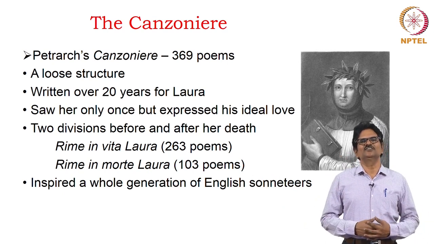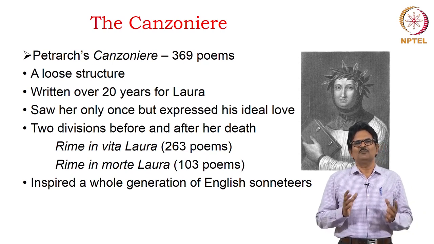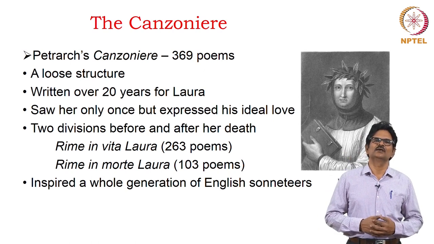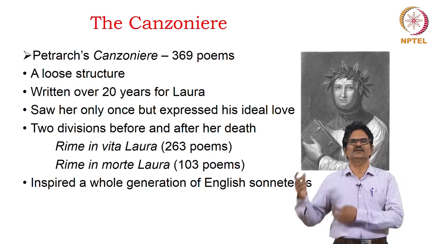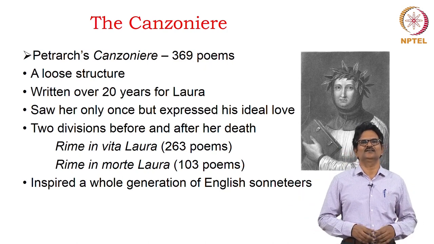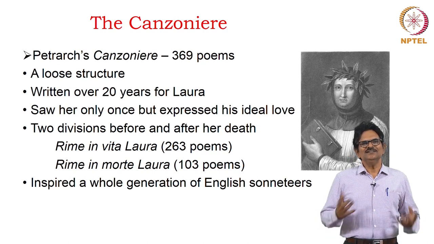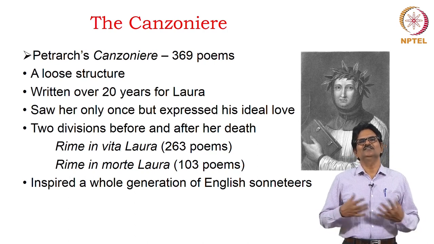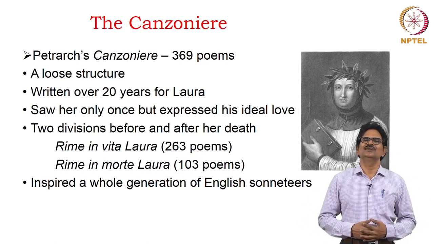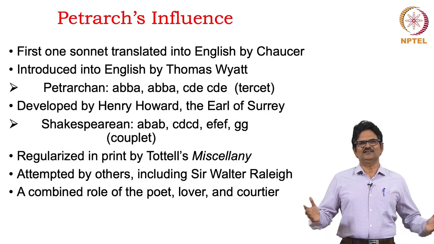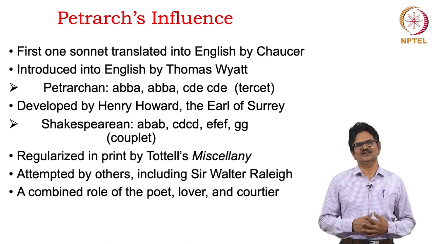There were two divisions in this book. One contained poems about Laura before her death. The second part had poems which dealt with Laura after her death. So, we have two titles, Rime in Vita di Laura and Rime in Morte di Laura. This particular sonnet sequence compiled by Petrarch inspired a whole generation of English sonneteers.